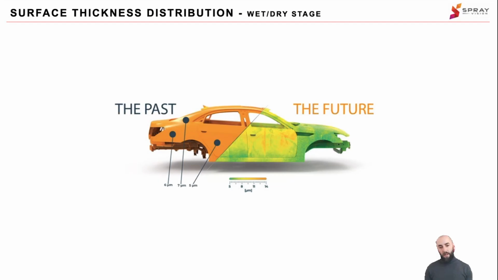Here you can see an example of what is also possible with our software. In the past, the only possible way to measure the thickness was spot measurement. In our software, you can see the whole visualization of your part and see what quality of paint distribution you are working with.